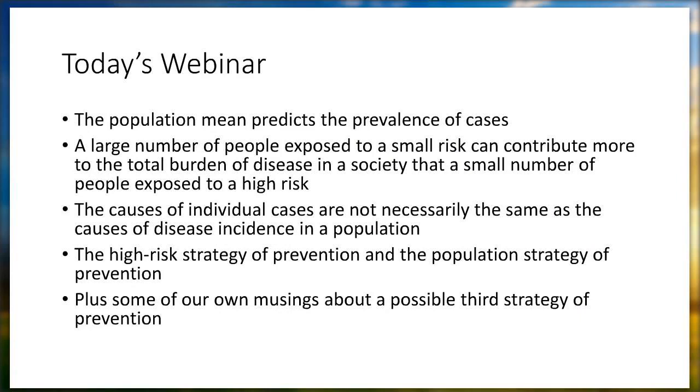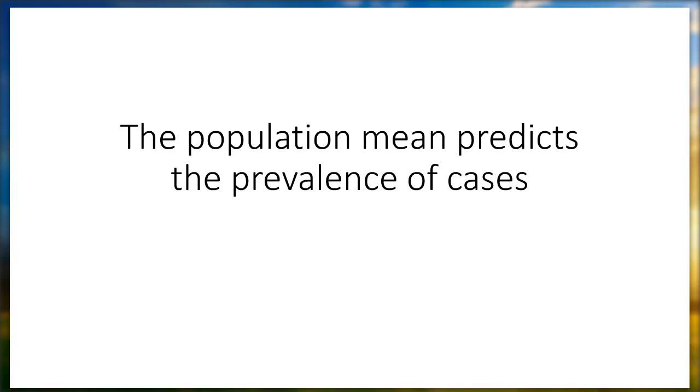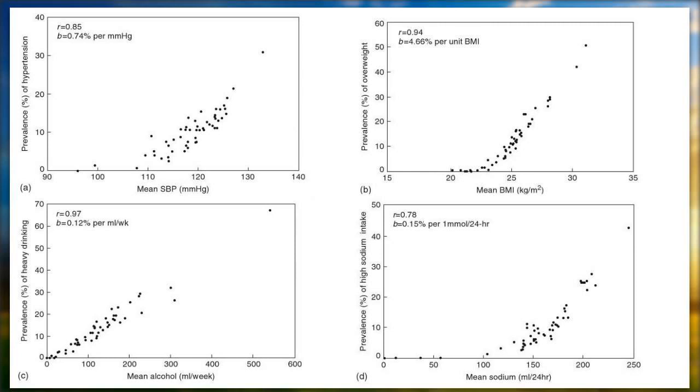Let's review these in turn and discuss some of their implications, starting with the population mean predicts the prevalence of cases. In one study Dr. Rose did, they analyzed over 50 populations from around the world, and he found a direct and high correlation between the mean or median of each population and their rate of cases. You can see here on the slide this relationship depicted with a number of both biological and behavioral variables. Starting from left to right and going from top to bottom, you can see in the top left corner, mean systolic blood pressure and the prevalence of hypertension. Right across from it, mean BMI and the prevalence of overweight. Right below that, mean sodium intake and the prevalence of high sodium intake, and then in the bottom left corner, mean alcohol consumption and the prevalence of heavy drinking.